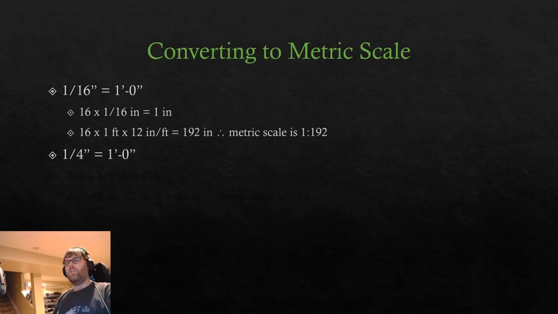So this next one is going from architectural to metric. This one essentially just has an extra step in it. The first thing you're going to want to do is make the left side into 1 inch. So you're going to times both sides in this first example by 16. So you'll be left with 1 inch equals 16 feet.